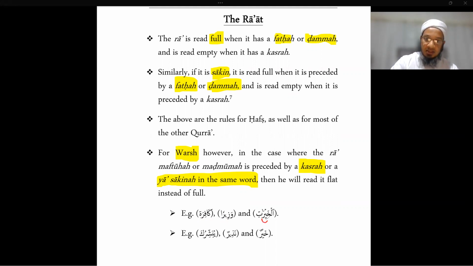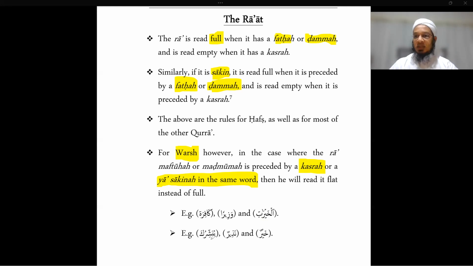Over here, we have the Ra that has a Fatha, preceded again by a Ya Sakina, but this time a letter of Lin. So in these examples, it doesn't matter whether it's a letter of Lin or a letter of mad. A Ya Sakina preceding the Ra maftuha or madmuma in the same word will cause it to be flat for Warsh. So you will read al-khayrat instead of al-khayrat. Those three examples all had a fatha. The next three examples all have a dhamma. You have the dhamma on the Ra, and preceding that is a kasra.